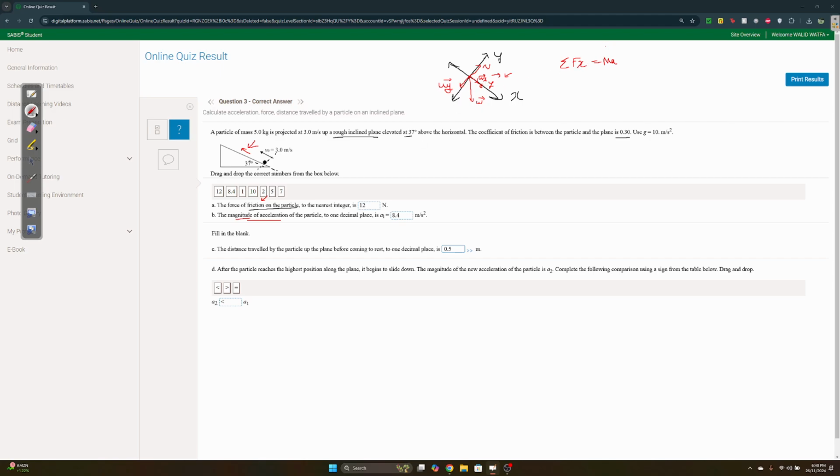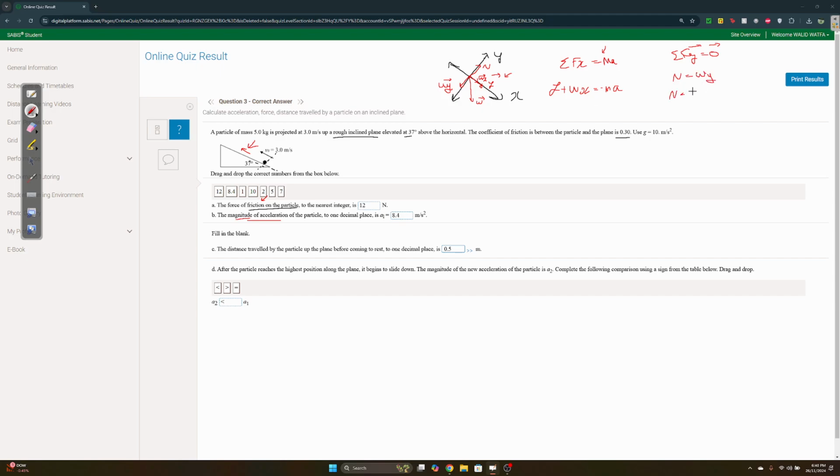But anyway, sigma Fx is equal to ma. So let's just say F plus Wx. Since it's a negative acceleration, just say negative ma. Okay, and then you solve later. This is our first equation. Then we know sigma Fy is equal to 0, right? Because it's not jumping up and down, it's just going along the plane. So N is going to be equal to Wy.